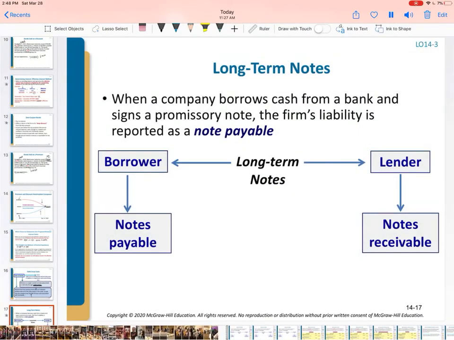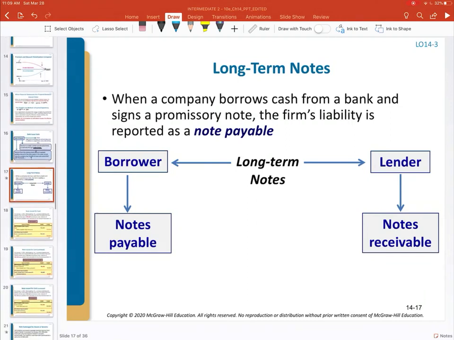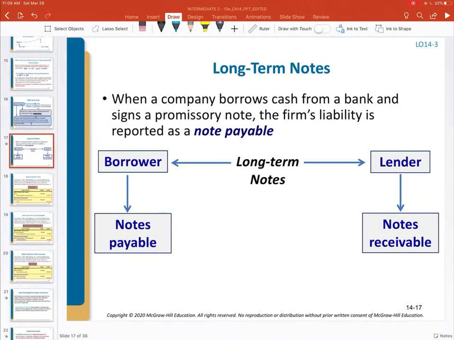So in this video, we're going to focus on long-term notes. Chapter 14 is all about bonds and long-term notes. Here in the middle of our lecture, we've so far been talking about bonds. We're going to break it up with a little discussion about long-term notes. Long-term notes essentially represent the same type of thing that a bond does.